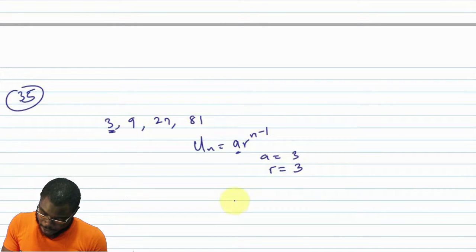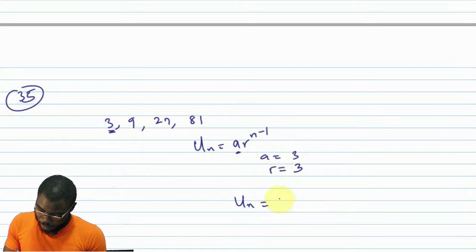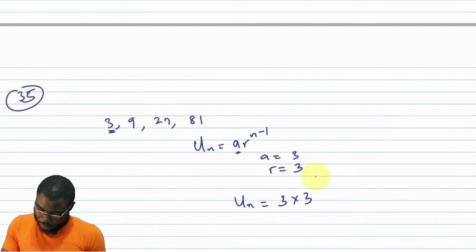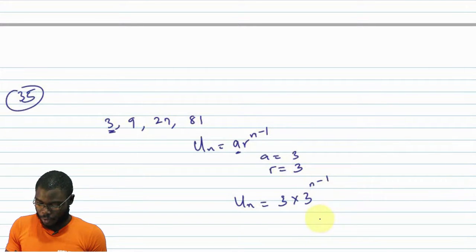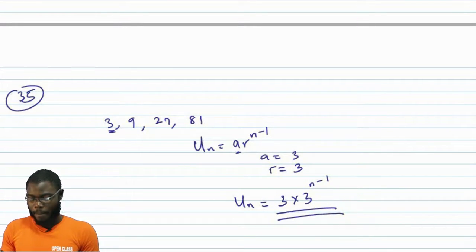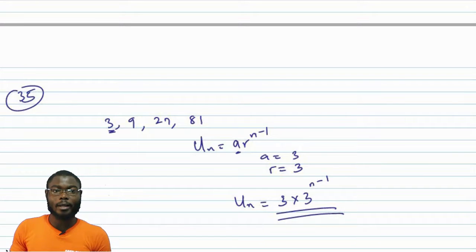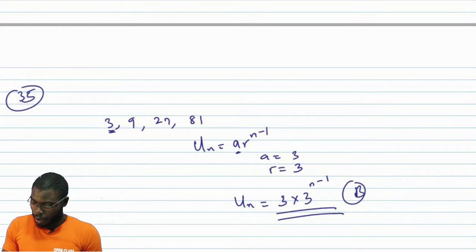All right, so your nth term now equals a, which is 3, times r, which is another 3, raised to n, which you don't know, minus 1. So that's your nth term. If you look at your options, you have 3 times 3 raised to the power n minus 1. So that should be B.